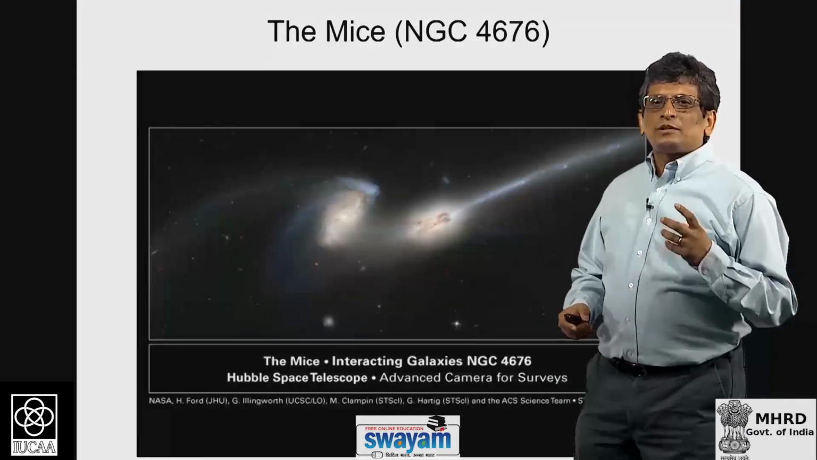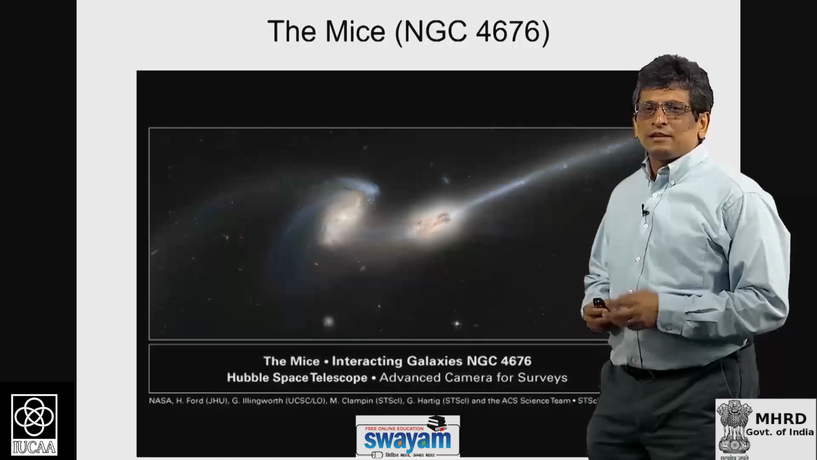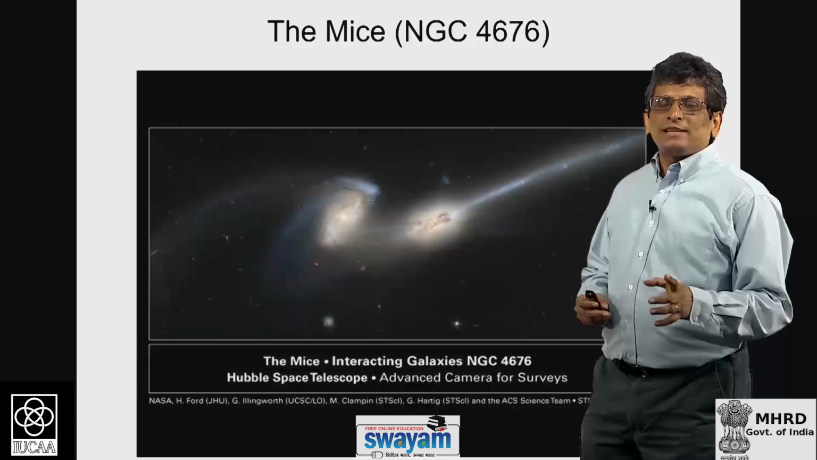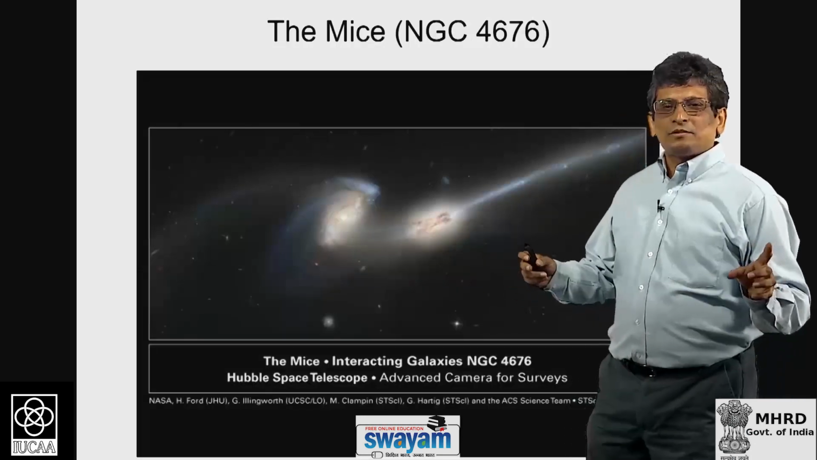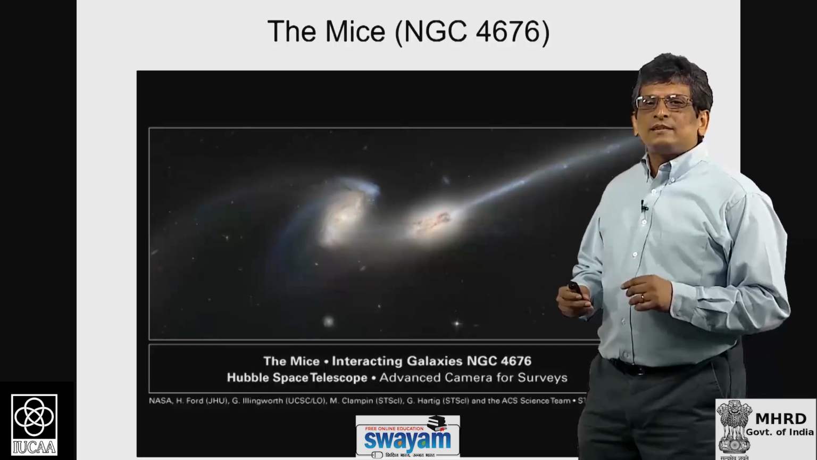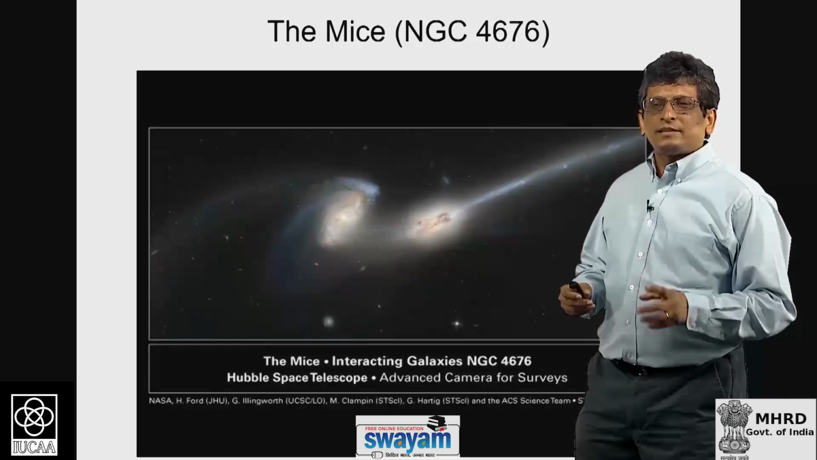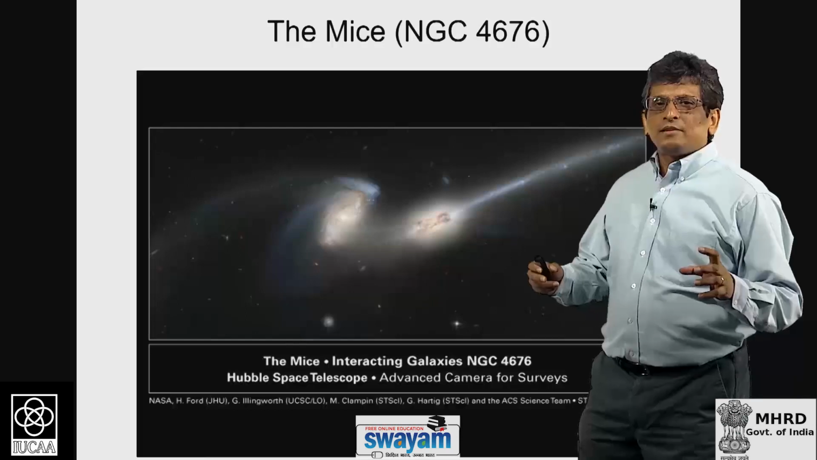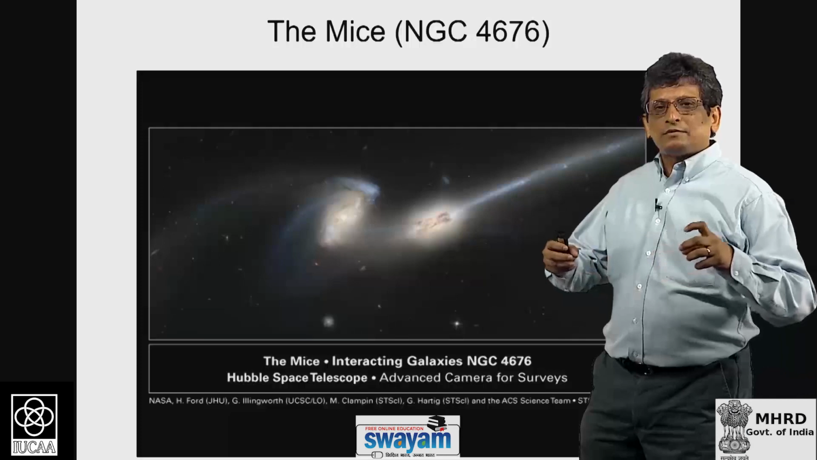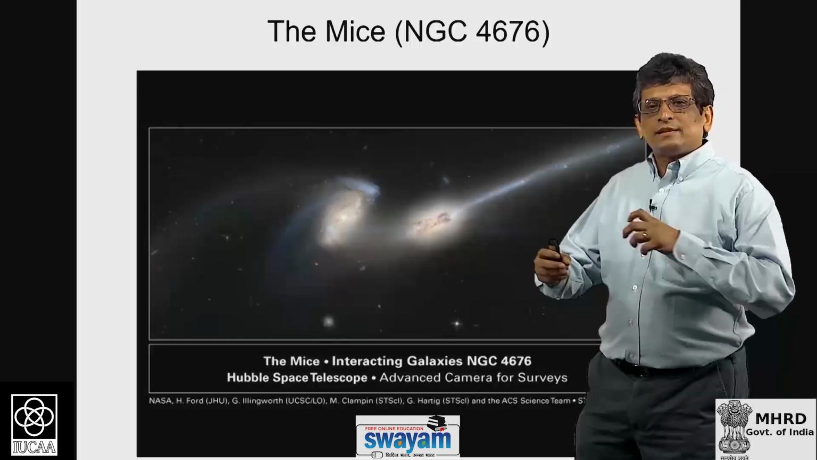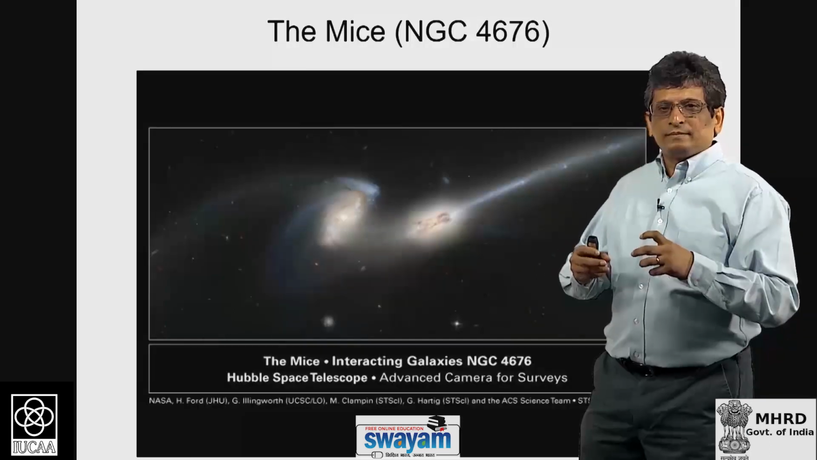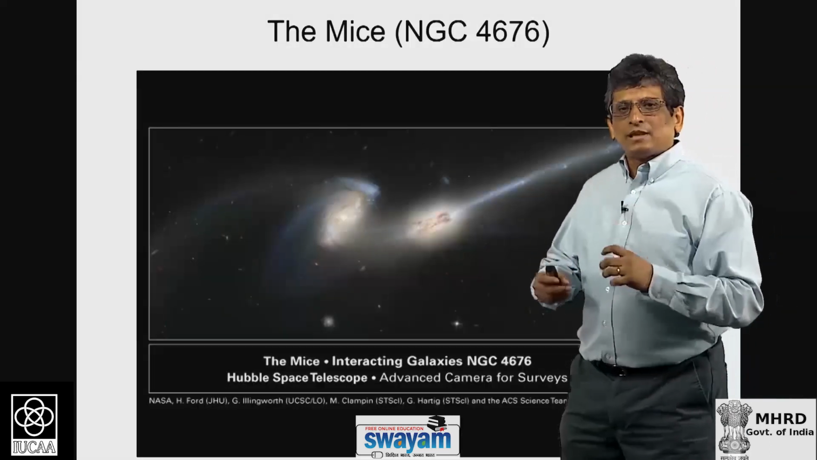Here's one of the most famous examples of interacting galaxies that we see in the sky. They're called the mice because these two galaxies look like two mice playing with each other. But NGC 4676 is a combination of two spiral disk galaxies that are in the process of very closely interacting and so pulling out stars from each other, and in the process they're going around each other and then eventually merging. Now, how do we know that that's what's happening?